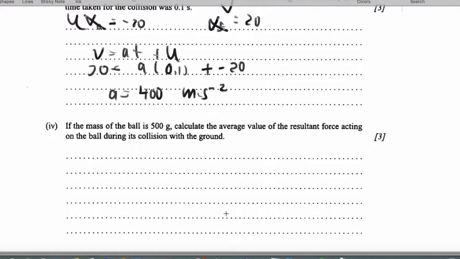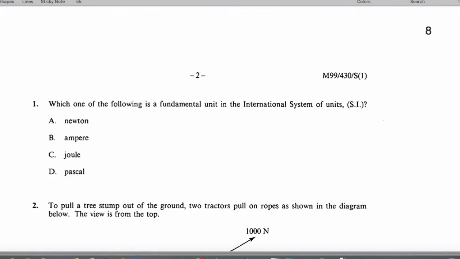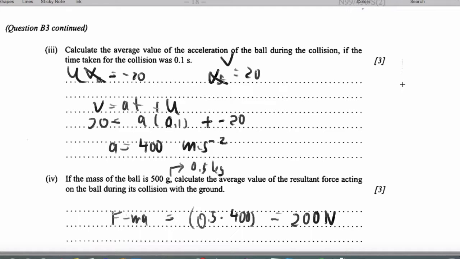Now, if we want to know the mass or the force, 500 grams, that gets converted to 0.5 kilograms. So we end up getting F is ma, which is 0.5 times the acceleration that we got before. And this works out to 200 newtons worth of force. So that is our paper 2 problem for this exam.